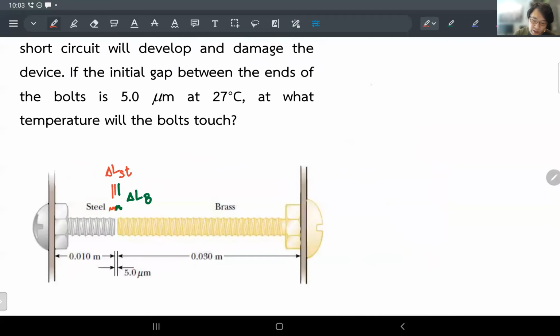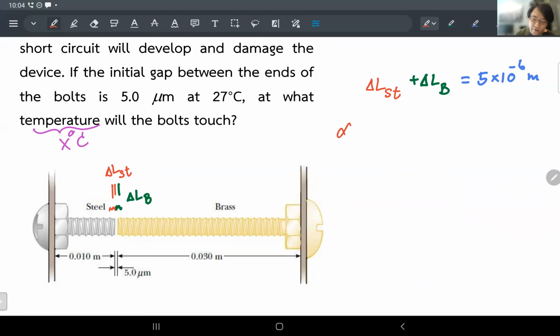The condition is just the delta L from the steel plus the delta L from the brass will eventually be exactly equal to the gap size, which is 5 micron. When you have micron, it's 10 to the negative 6 meter. Sounds good? Once you set this up, it seems to be okay now, because if you assume the temperature at which they eventually touch is X degrees Celsius, you can calculate the change in the length of the steel bolts by using that expansion equation.